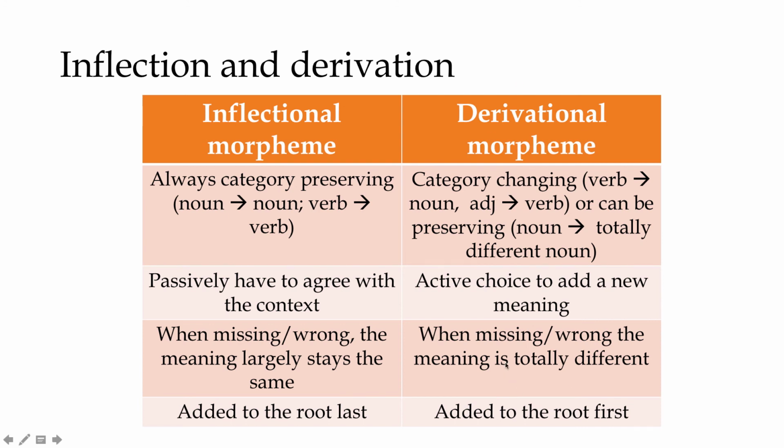But with a derivational morpheme, when it's missing or wrong, the meaning is totally different. If I say I'm going to play this, that's very different than if I say I'm going to replay this. That movie is a little dork, that's going to be a very different meaning than that movie is a little bit dorky. The missing derivational morpheme would convey a totally different meaning. And derivational morphemes actually attach to the root first, and then inflectional morphemes only get attached after all of the derivational morphemes have been attached. They're added to the root last.